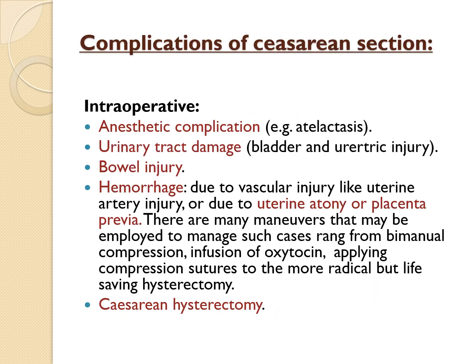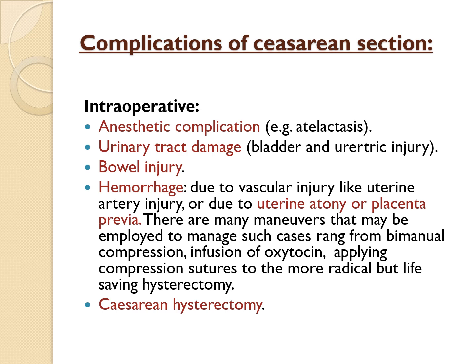Complications of cesarean section. Intraoperative complications. Anesthetic complication, for example, atelectasis, urinary tract damage, bladder and ureteric injury, bowel injury. These are the adjacent organs, including bladder, ureter, and bowel, especially in recurrent cesarean section.